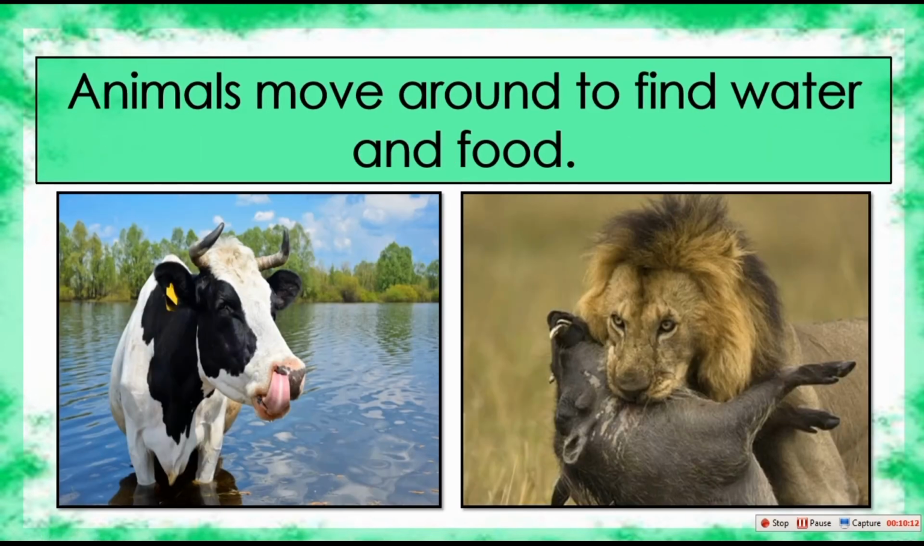Next, animals move around to find water and food. So the cow moves to the river in order for it to drink. Next, the lion is eating a wild boar.